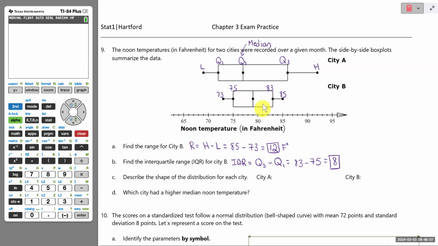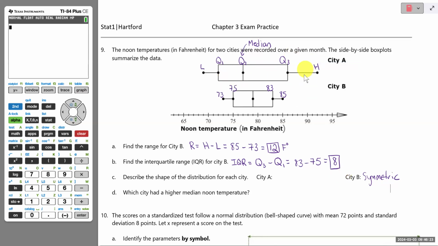Left side of the box, same as right side of the box in terms of length, and left whisker and right whisker the same length. So down here for city B, that distribution would be called symmetric. And then back to city A.